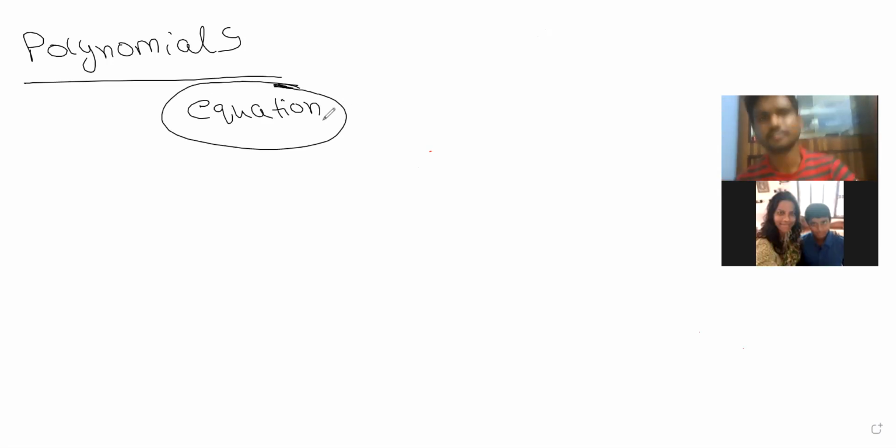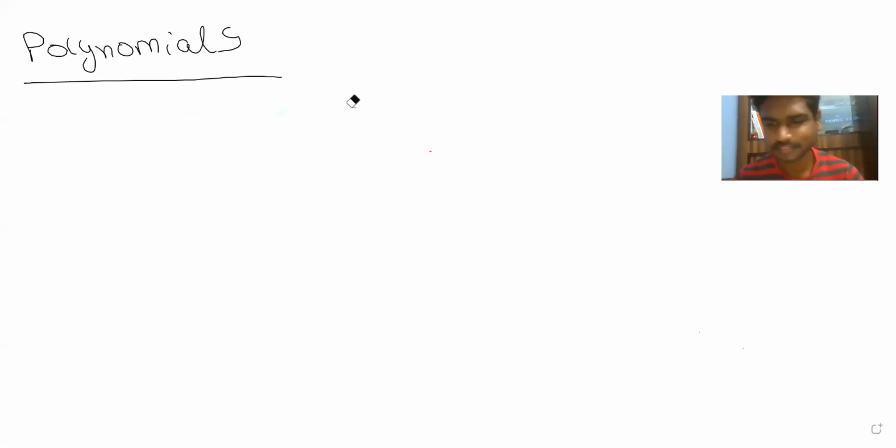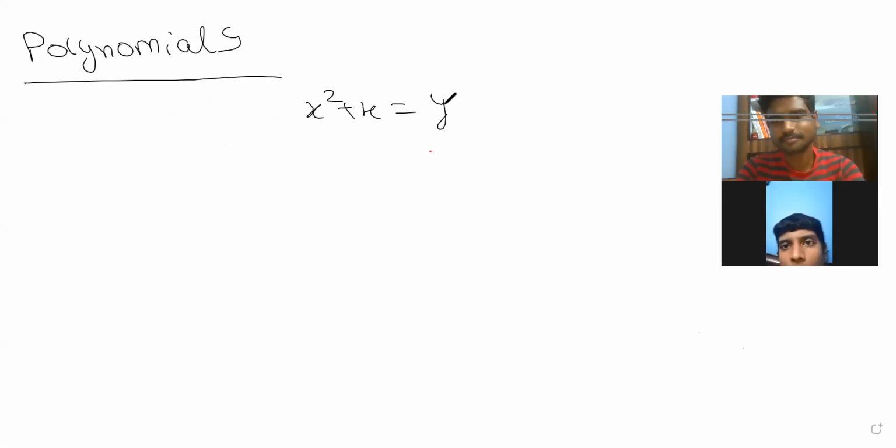So what they are trying to tell in this one. Okay, first see this. I think you studied about an equation like x square plus 4 equals y. This is an equation, right? You are able to see it, right? Yes, I can see it. Can you see the whiteboard?